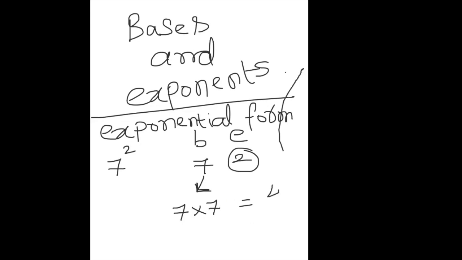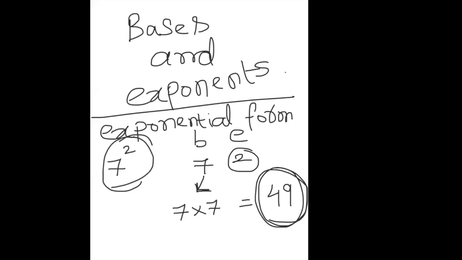7 multiplied by 7 is 49. So this is the final value of this exponential form. So this is the exponential form. What is the final value? The final value is 49.